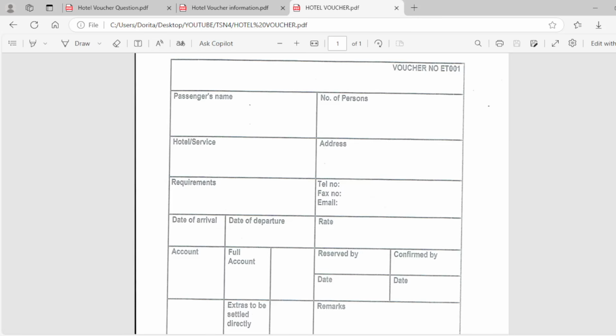I'm going to show you today how to do the hotel voucher for Travel Services N4. So I've just copied this answer sheet from a previous paper. So this is what it will look like, your answer sheet in the exam.